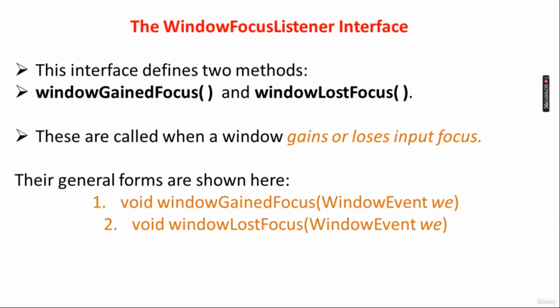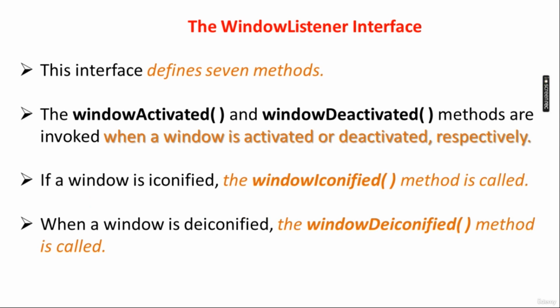Okay, so they are called when the window gains or loses input focus. The general forms are windowGainedFocus(WindowEvent we) and windowLostFocus(WindowEvent we). The WindowListener interface has 7 methods.